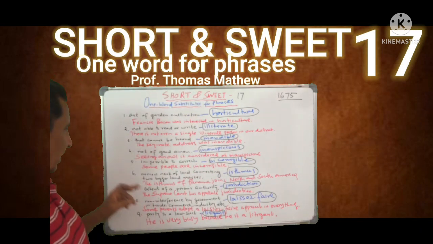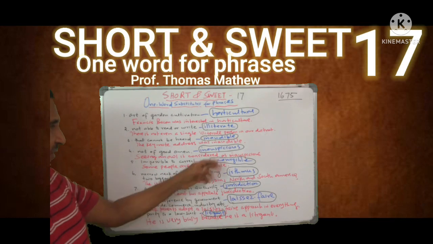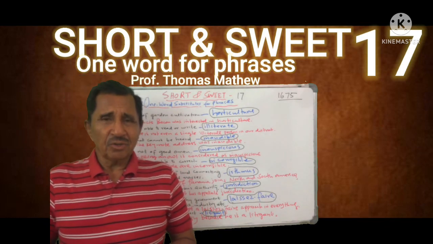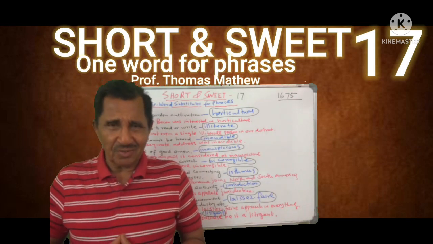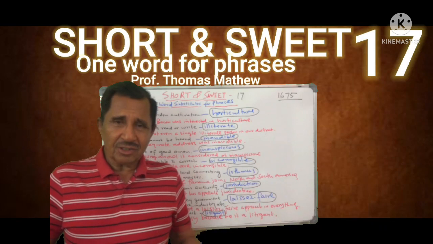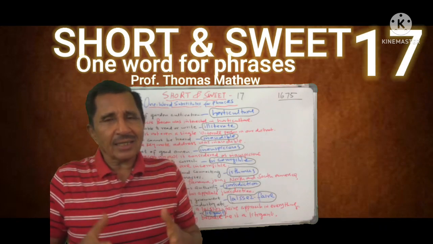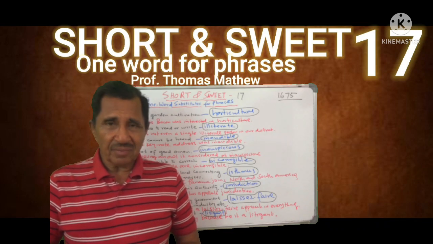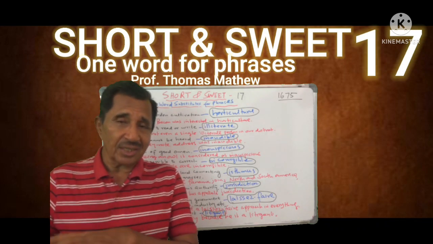Next one is impossible to correct. The word is incorrigible. That means you cannot correct that person. So what will you do with such a person? That student is incorrigible. That means you cannot correct him. You do whatever you do, at last what will happen? The teacher will say, let him do whatever he wants.